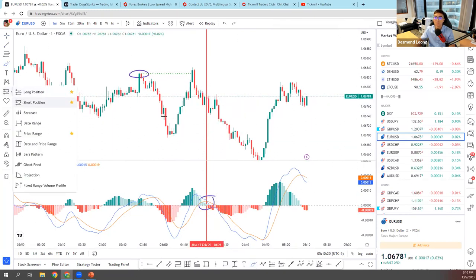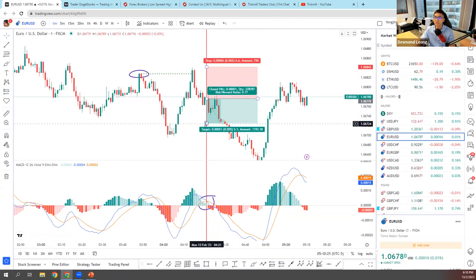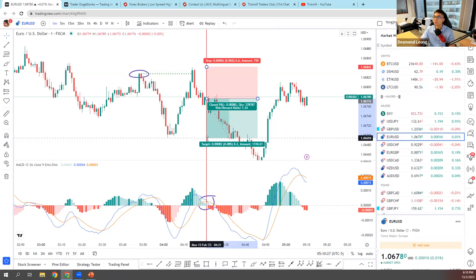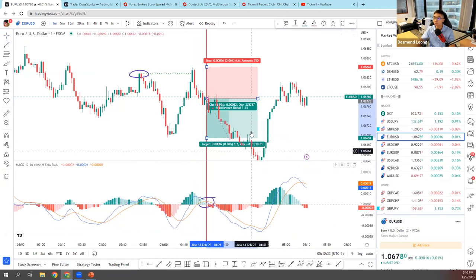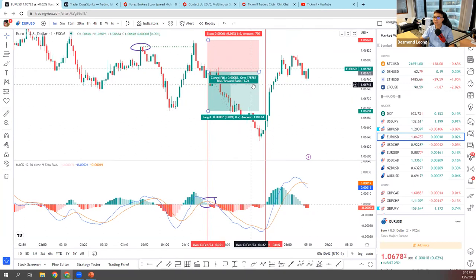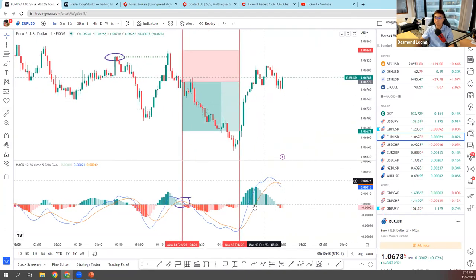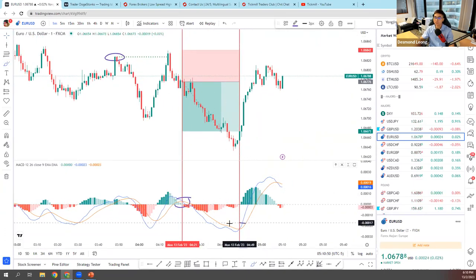You can actually have a short position in place, take a short, stop loss slightly above, and aim for price to continue moving towards the downside. So you can continue holding on to your trade until the next MACD crossover happens. It happens right here, so by then you would have closed out your trade roughly somewhere there. And at the next crossover, close out your trade.